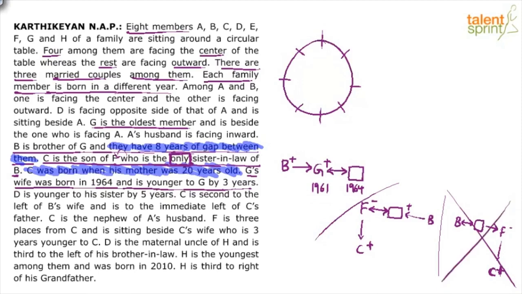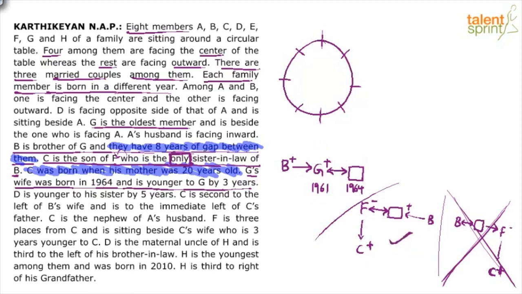I told you that there are two types of sister-in-law. One is your brother's wife. The other one is your spouse's sister. But that spouse's sister case is ruled out here because we already know that B has a brother G and G is married. So whoever comes here has to be the sister-in-law of B. So we can now say that this is the correct one, and we can connect these two.